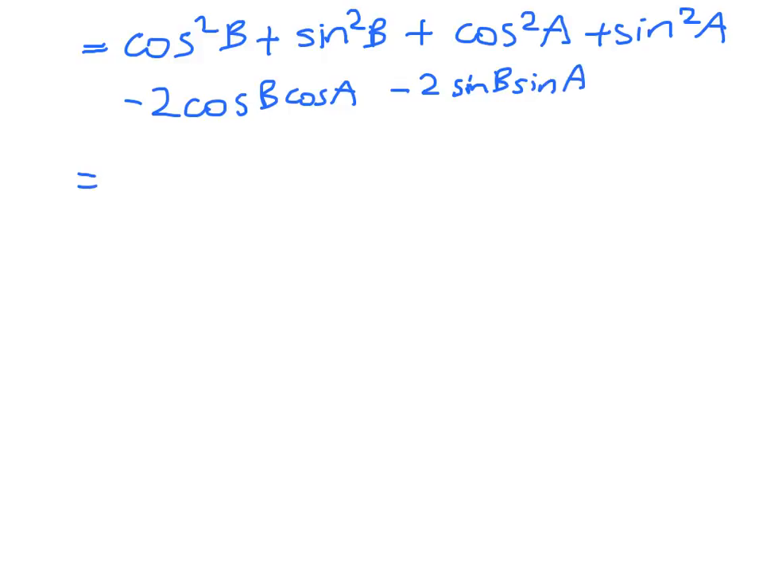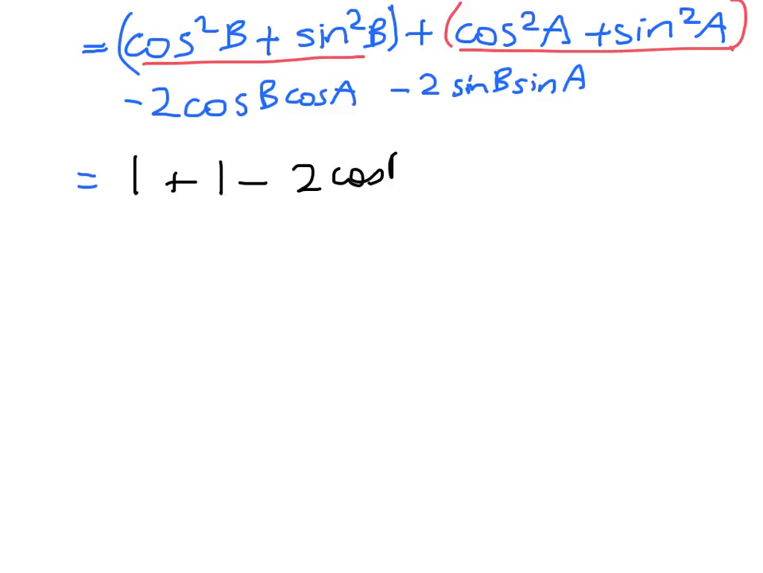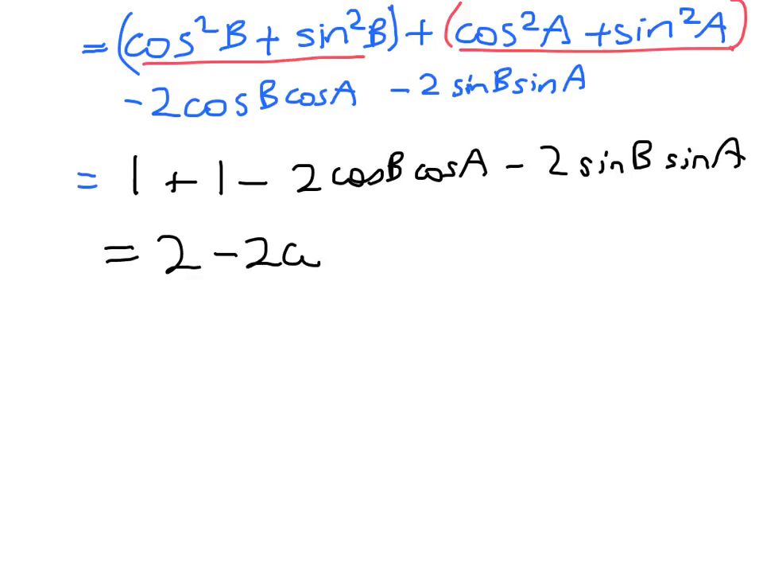Right, but we know that this is equal to 1, and this in the brackets is equal to 1. So we have equals 1 plus 1 minus 2 cos B cos A minus 2 sine B sine A. So that equals 2 minus 2 cos B cos A, and so on.